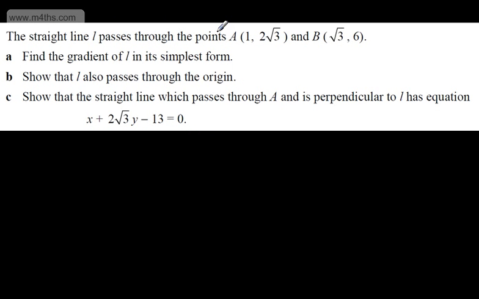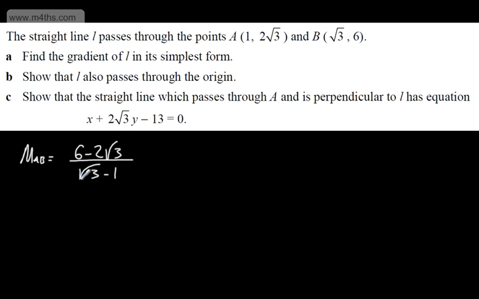The straight line L passes through the points A, (1, 2 root 3), and B, (root 3, 6). We need to find the gradient of L in its simplest form. So this time we're dealing with surds. So what we can say then is M, and often we can write M_AB, the gradient of AB, or M_L. It's the change in y, so that's going to be 6 minus 2 root 3 over the change in x. So I'm going to have 6 minus 2 root 3, and then we're going to have root 3 minus 1.